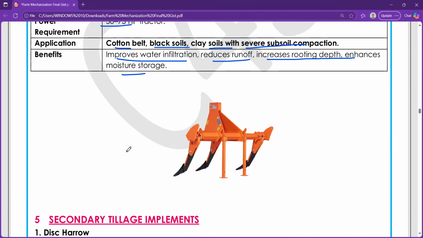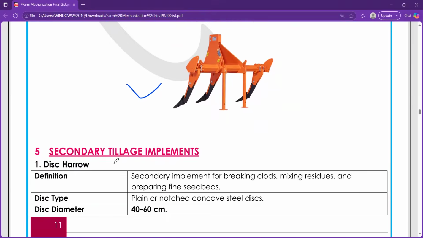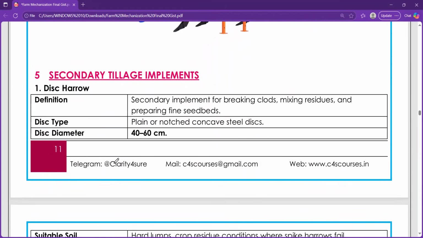And you can see how the subsoil plow looks. Next, we are moving further to secondary tillage implements. So here the harrows, the levelers, and cultivators are the secondary tillage implements. First we'll be discussing the disc harrow. Disc harrows are secondary tillage implements which help in breaking the soil, mixing the residues, and preparing a fine seed bed. The disc type is sometimes plain or notched concave steel disc. The disc diameter, again very important, is 40 to 60 centimeter.